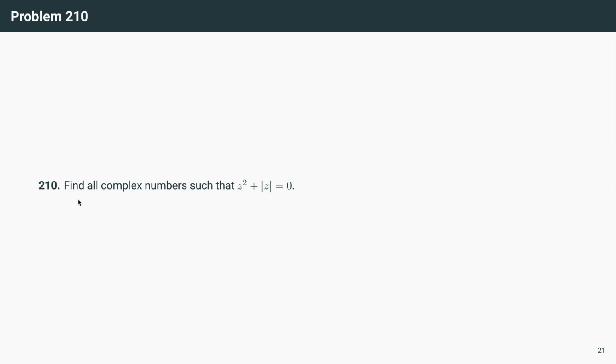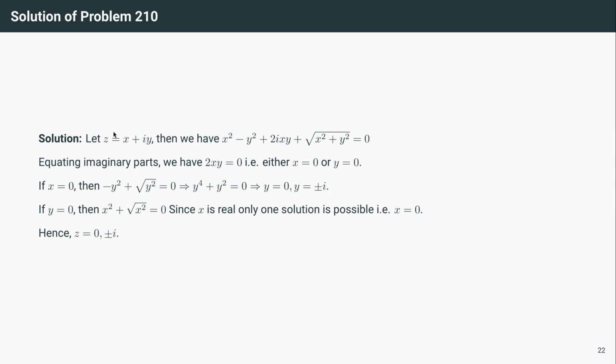Problem 210 says: find all complex numbers such that z squared plus mod z is equal to 0. This is a very straightforward problem. We take z is equal to x plus iy. Our equation becomes x squared minus y squared plus 2xy i plus square root of x squared plus y squared. Now we equate imaginary parts. We have 2xy is equal to 0. That means either x is equal to 0 or y is equal to 0.